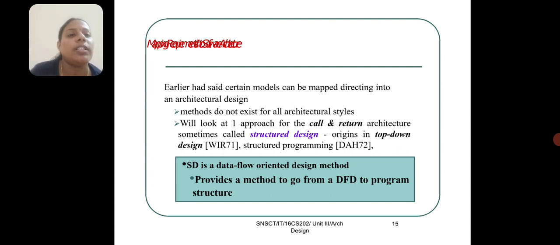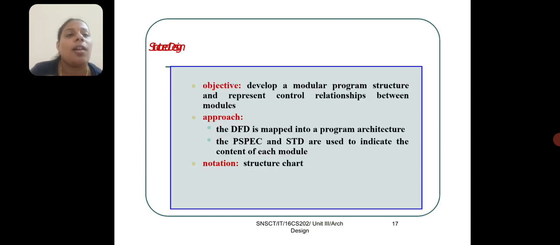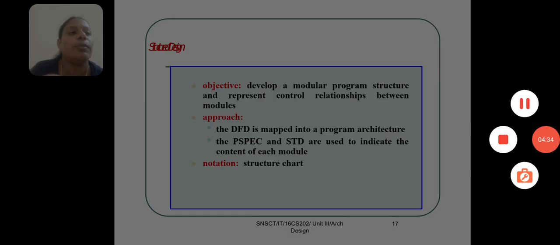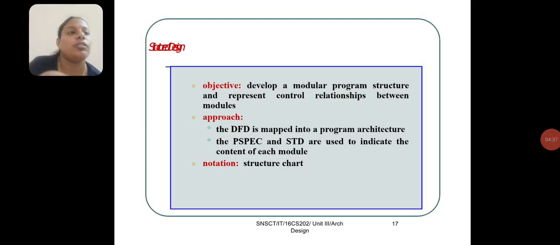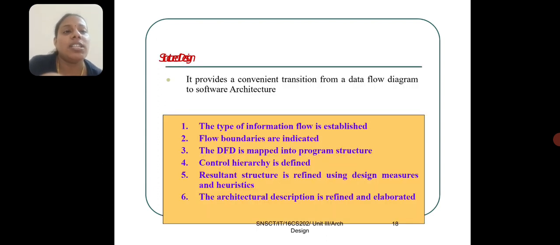It has origins in top-down design. SD is a data flow oriented design method that provides a way to go from a DFD to program structure. The objectives of the design are to develop a modular program structure and represent control relationships between modules. Approach: the DFD is mapped into a program architecture. The PS, PSPEC and STD are used to indicate the content of each module and structure chart. It provides a convenient transition from a data flow diagram to software architecture.